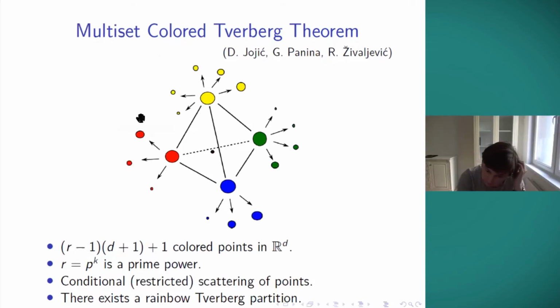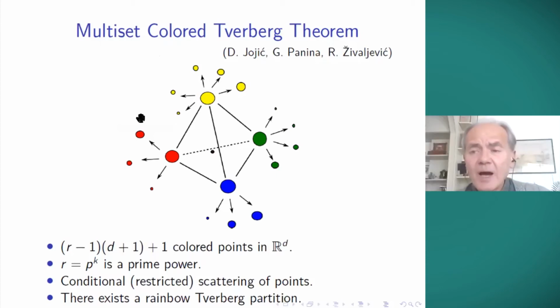And now a new result. So you remember I asked what can we say for prime powers? Is there a colored Tverberg theorem for prime powers? And our answer is, as I said, it is a joint work of Duško Jojić and Gaiane Panina. Our answer is yes, there is a result of this type which is also optimal and which also includes the colored Tverberg theorem of Blagojević, Matschke, and Ziegler as a special case.